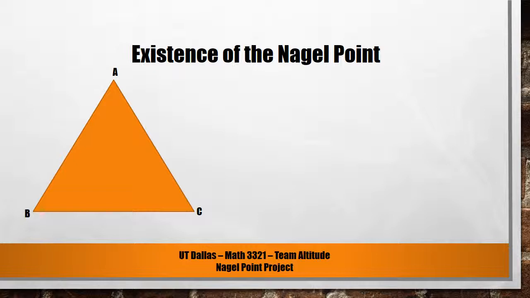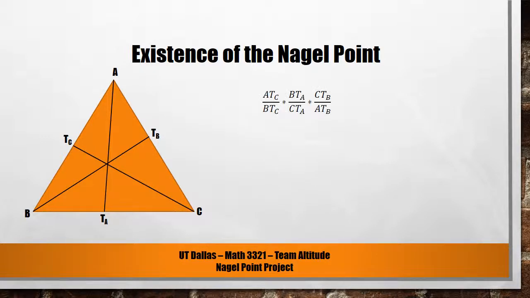We begin with triangle ABC, and we connect each vertex to the point of tangency to the excircle opposite that vertex, as we did before. We denote those points T sub A, T sub B, and T sub C as shown in our diagram. We know that by Ceva's theorem, which we talked about earlier, these three line segments are going to be concurrent. That means they all intersect in the same spot if the product A T sub C over B T sub C times B T sub A over C T sub A times C T sub B over A T sub B is equal to 1.